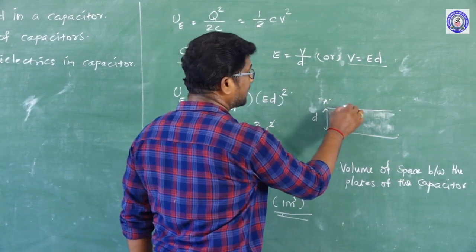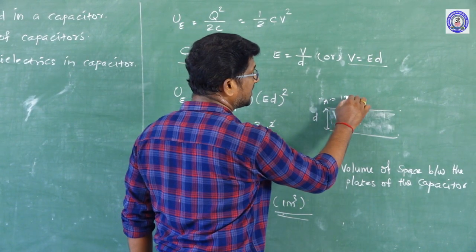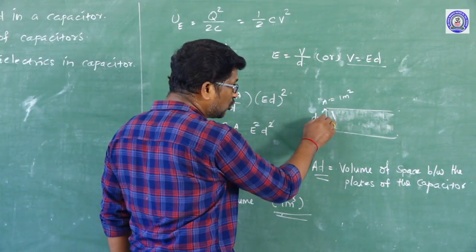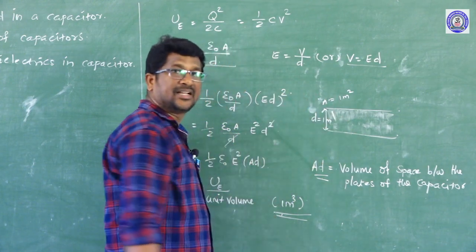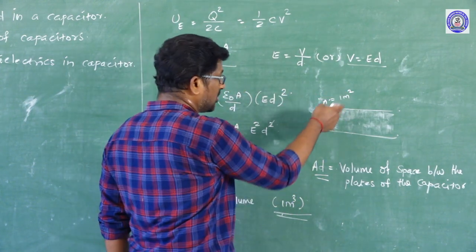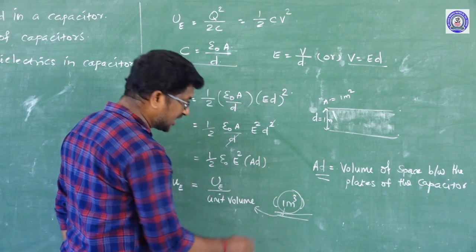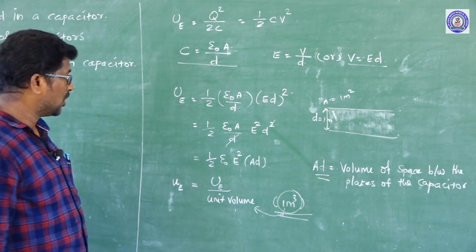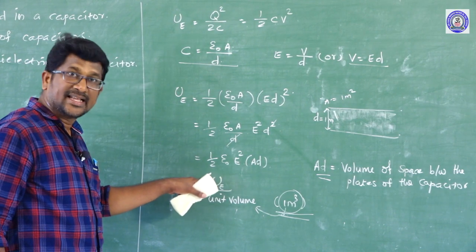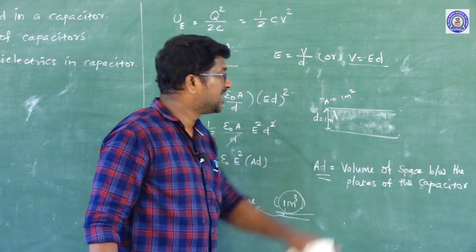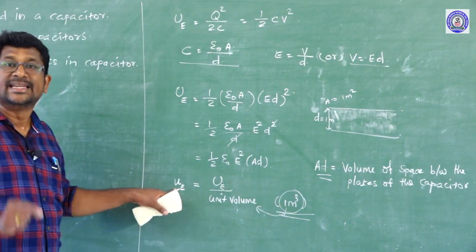Suppose the area of cross section of each plate of the capacitor is 1 meter square, and the separation between the two plates is 1 meter. The product of these two values is 1 meter cube, which is nothing but unit volume. So the electrostatic potential energy stored per unit volume of the space between the plates of the capacitor is nothing but the energy density of the capacitor.